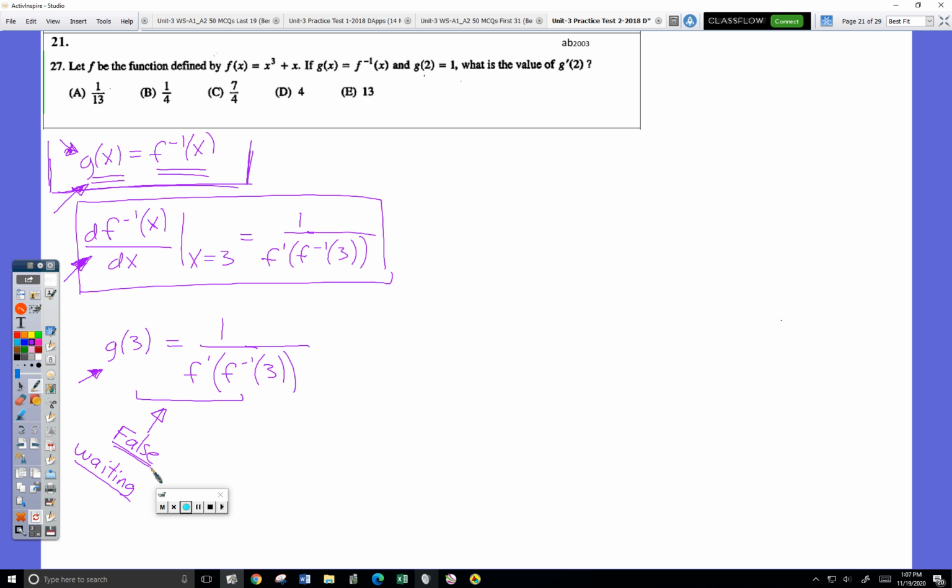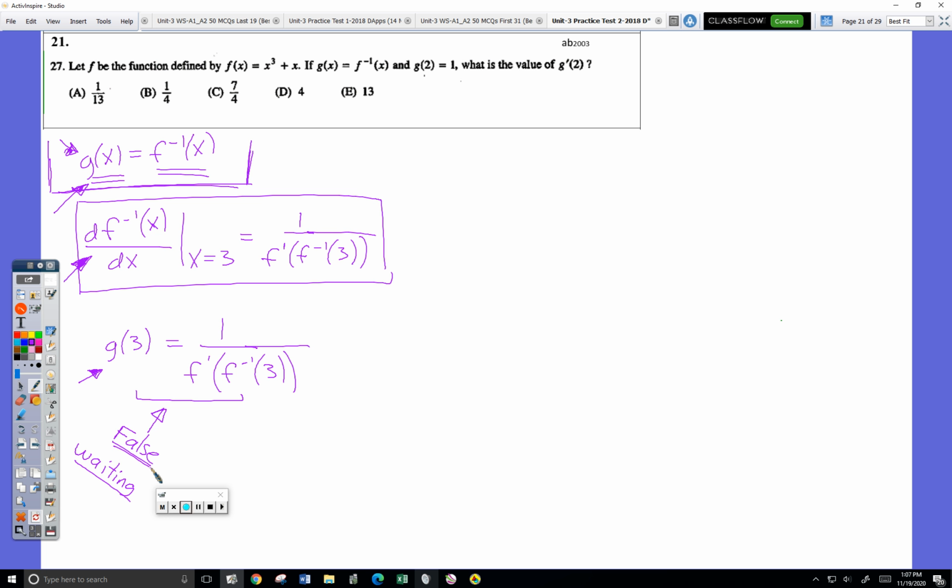Here we go. Try somebody new here. Let's go. Nicole. Is it because the first one is like find the derivative then plug in 3? The second one is plug in 3 then find the derivative? That's even closer. Okay. That's closer. That might be it.